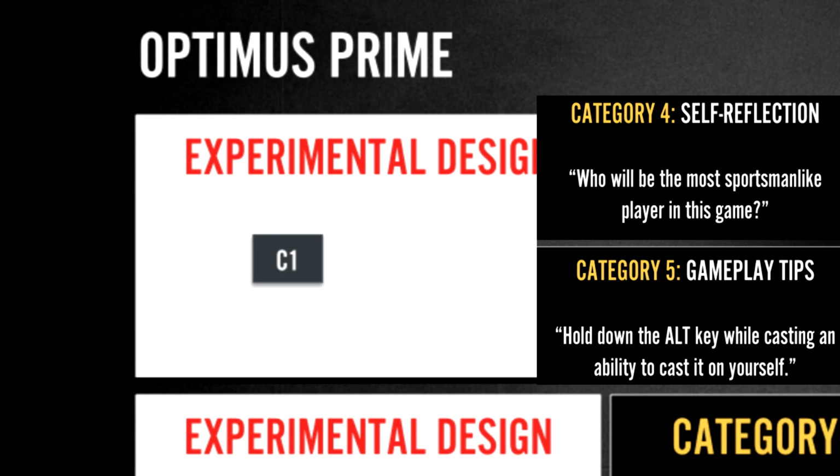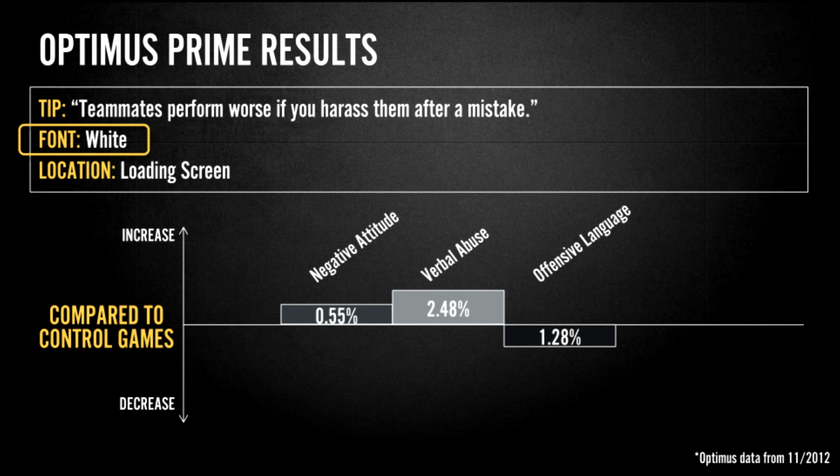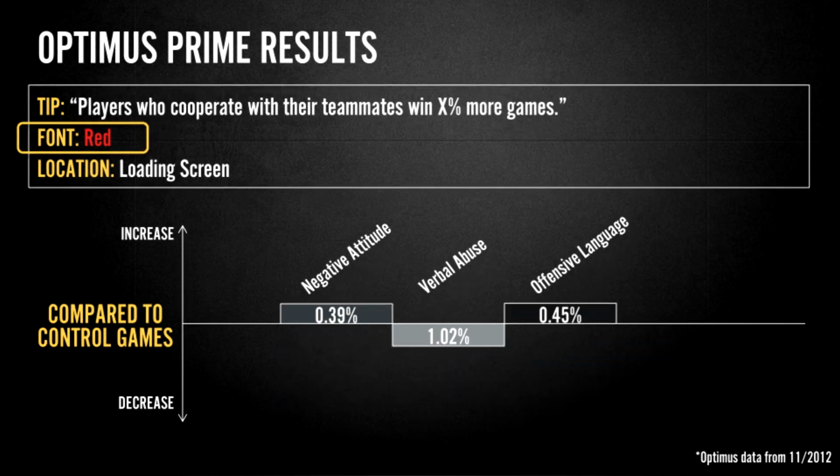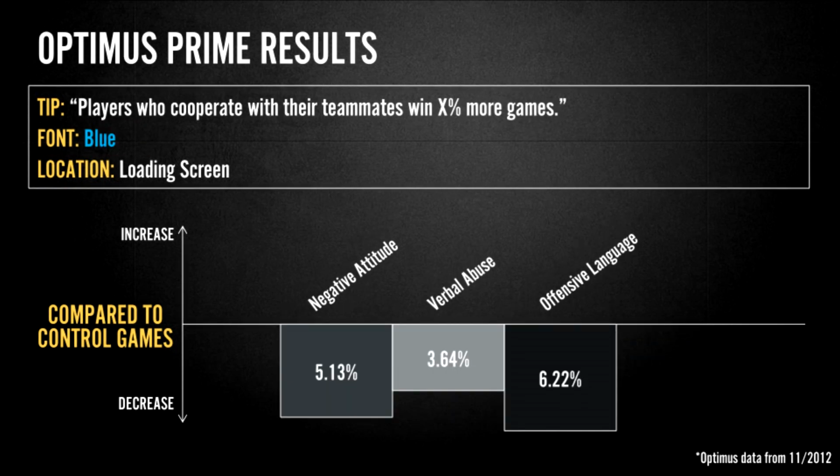both, and neither. The Optimus experiment produced some interesting results. First, results show that showing a red message about negative behavior during the loading screen caused a much larger decrease in toxic behavior than the exact same message being shown in white. Furthermore, showing a blue message about positivity during the loading screen caused a decrease in negative behavior, while the same message in white produced no effect.